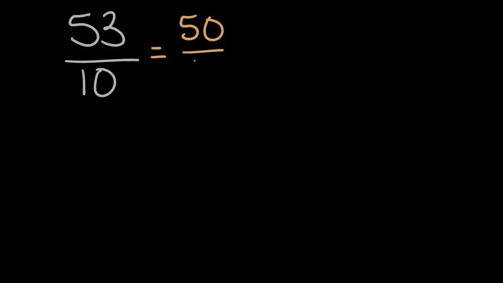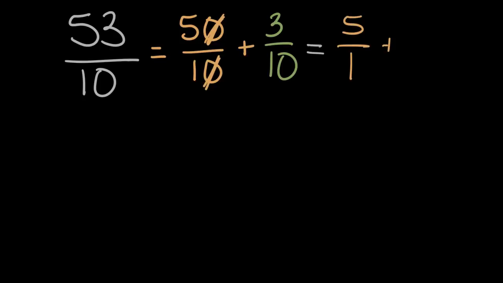Let's try one more. Let's try something, let's say maybe 53 tenths. So again, we're going to break this down. We'll have 50 tenths plus how many more tenths are left? There's still 3 more tenths. And again, we can simplify. We can simplify this. 50 tenths can be divided by 10. So instead of 50 tenths, we'll say 5 ones plus, we still have those 3 tenths.